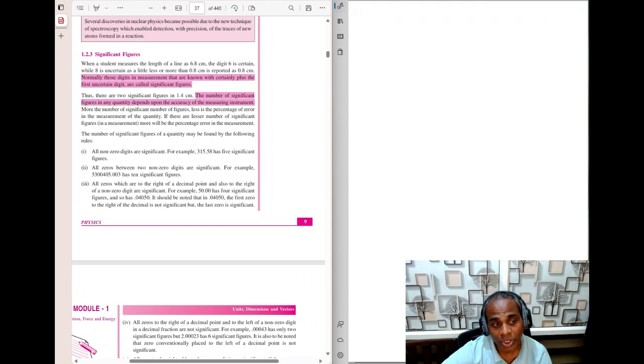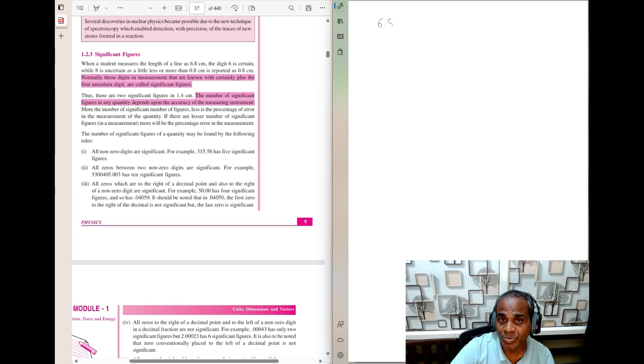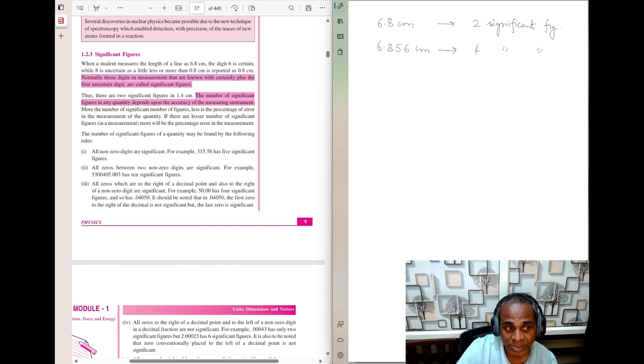The first rule is all non-zero digits are significant. As we said, if I talk about 6.8 centimeters, there is no zero here. All are non-zero. That is why we say it is two significant figures, because one digit is certain, that is 6, and one digit is uncertain, that is 8 after the decimal. Now, if I say instead 6.856 centimeters, I have four significant figures because there is no zero there. That is the first rule.